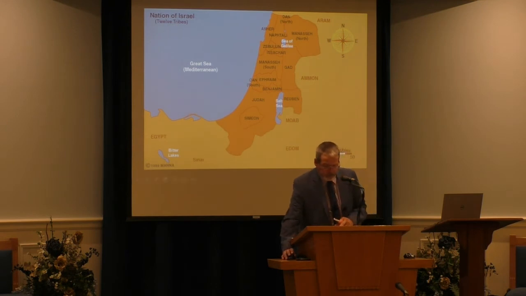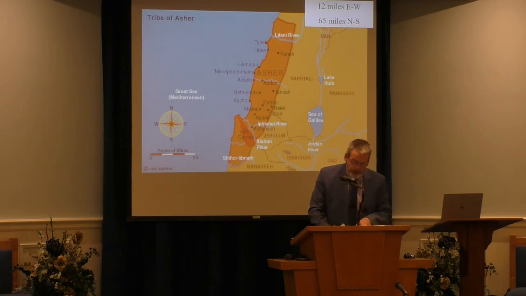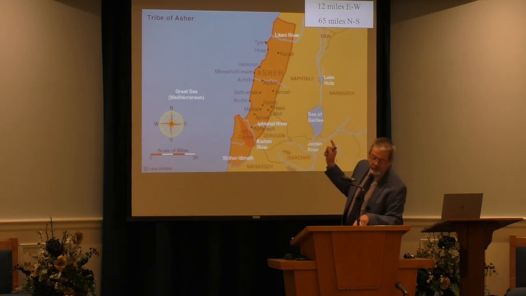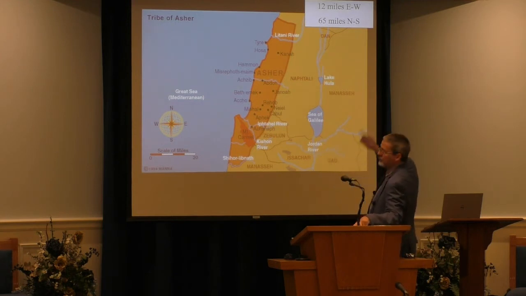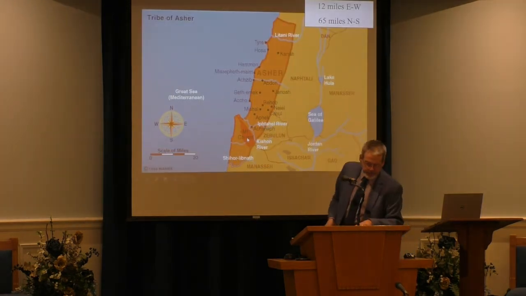And let's go to our text and then to our map and see what we can find out about the tribe of Asher. Some notable places found in Asher. By the way, it's 12 miles east and west, kind of narrow, but 65 miles north and south. So not very wide, but very long, at least in comparison to some of the others. You see Mount Carmel. Mount Carmel is right here in this region.